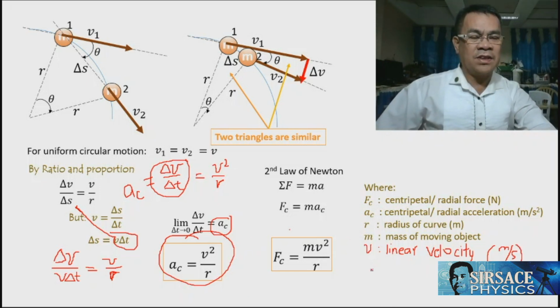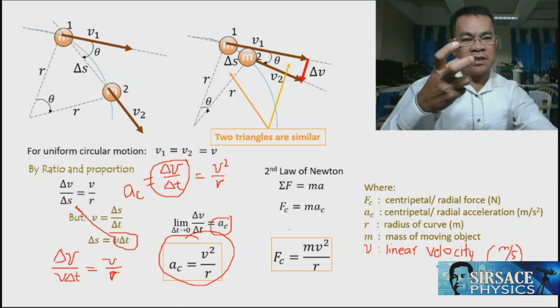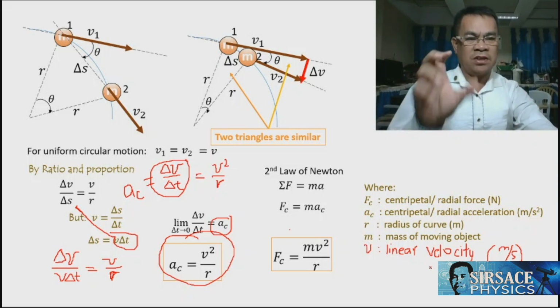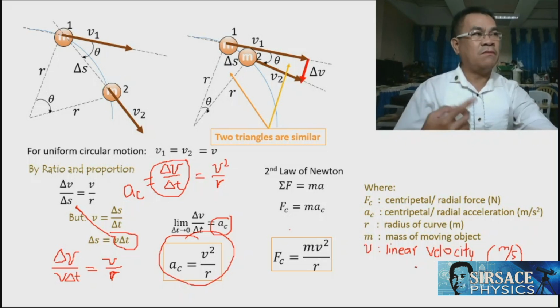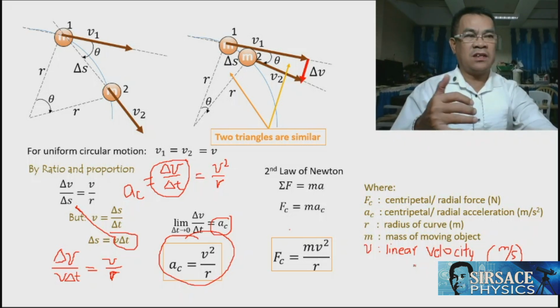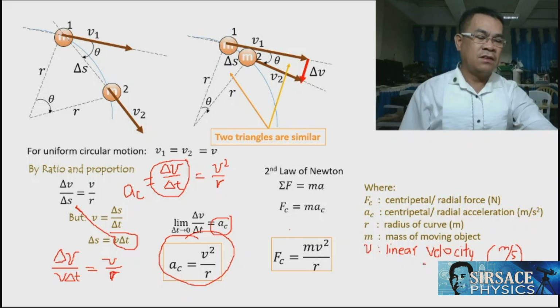So V is the linear velocity. There are two velocities. Remember, linear velocity is the velocity of changing its magnitude. It is the magnitude of that per second. But we have another velocity, the so-called angular velocity. The angular velocity is the time rate of changing its direction, in terms of the angle. We will have another look at that later.